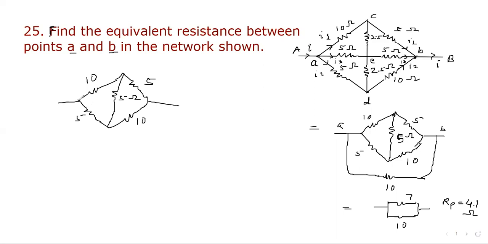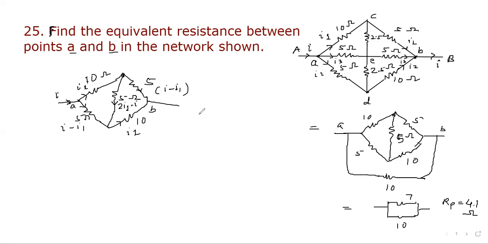Now, suppose current I enters at this point and I1 goes through this branch, meaning through the 10 ohm resistor, and the remaining current I minus I1 passes through the 5 ohm resistor. Now, due to symmetry, this will contain I1 and this will contain I minus I1. Now, to balance this, the resistance will contain 2I1 minus I. This is point A, this is point B.